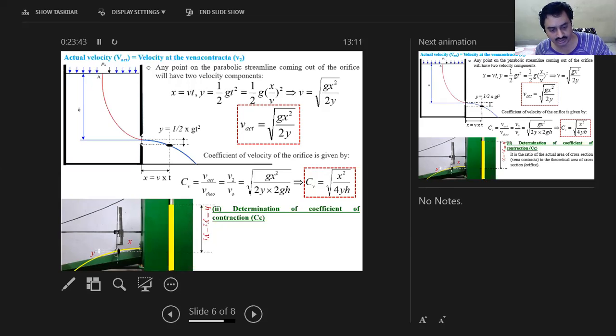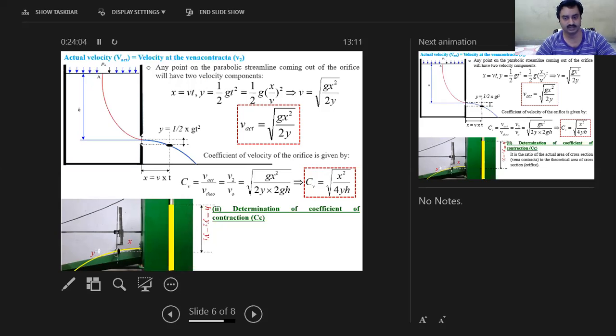Then for that location, you have to find out the value of x and y on the scale. The vertical scale and horizontal scale will give you the values of x and y. You have to put x and y over here, and this h will be obtained over here. If you get these three things, you can get the value of CV. That is how you get the value of the coefficient of velocity.